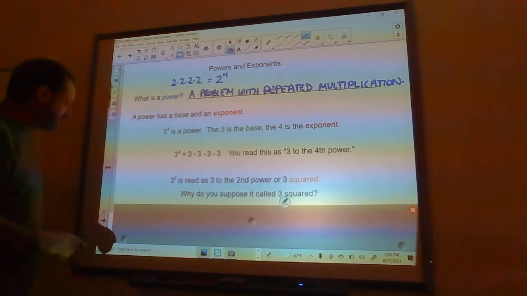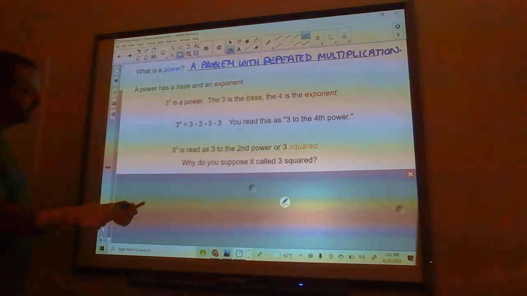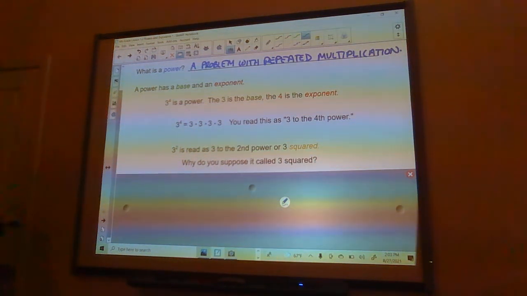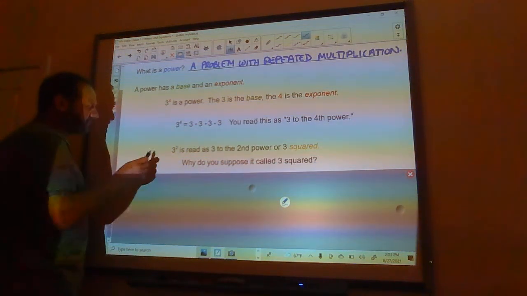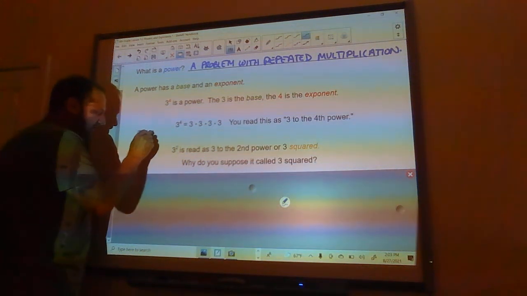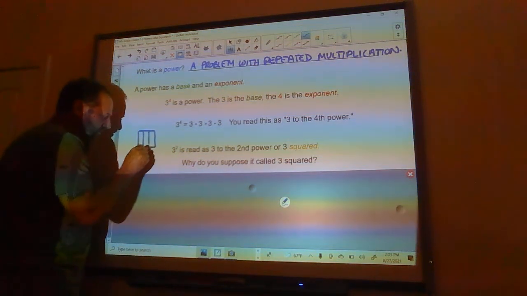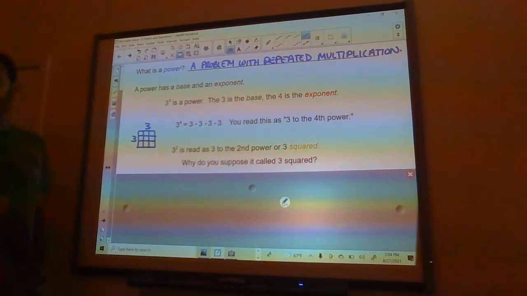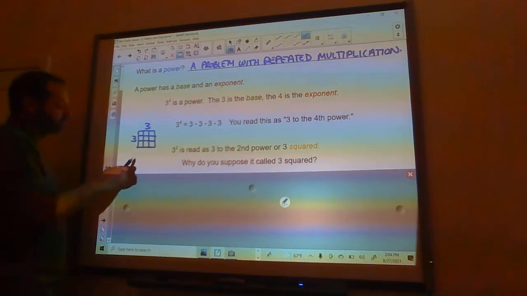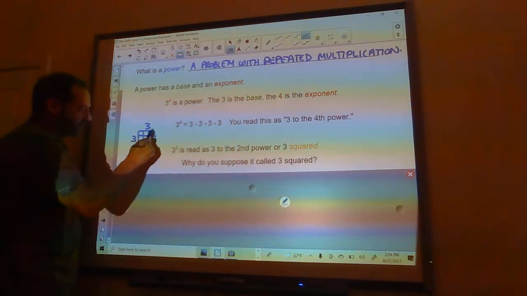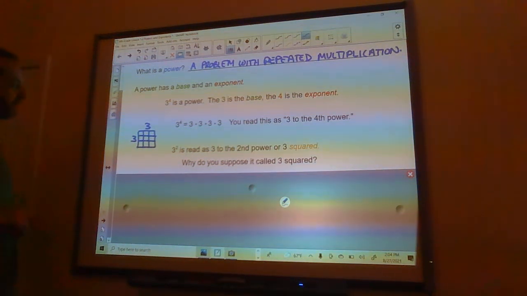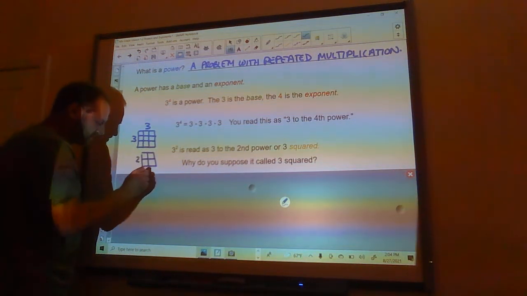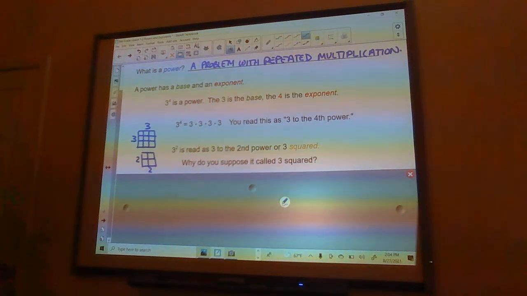Now, oftentimes you read this as 3 to the 2nd power, or sometimes it's called 3 squared. The reason it's called 3 squared is because 3 by 3 forms a perfect square: there's 3 on this side, 3 on this side. 4 squared would be the same thing, except with another row on each side. They always form a nice square. 2 squared would look like this, 2 by 2, and that's why we call it squared.